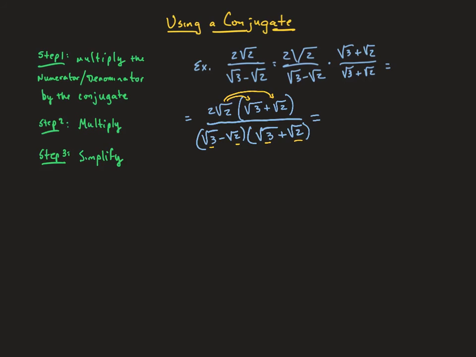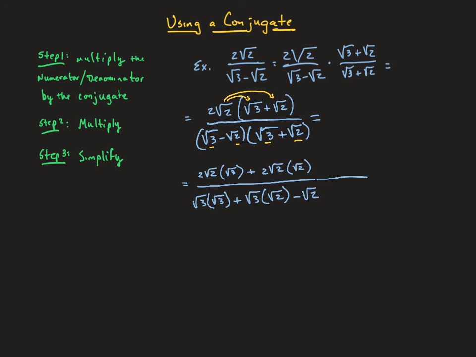So that numerator is going to be 2 square root of 2 times the square root of 3 plus 2 square root of 2 times the square root of 2, over the square root of 3 times the square root of 3 plus the square root of 3 times the square root of 2, then minus the square root of 2 times the square root of 3, minus the square root of 2 times the square root of 2.